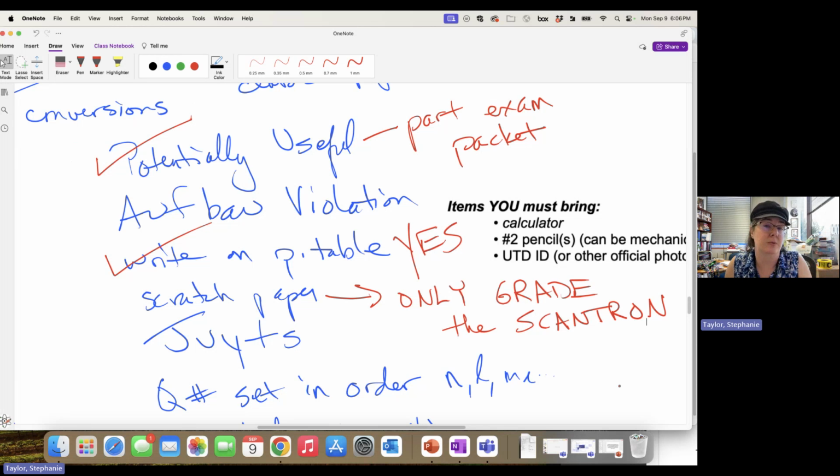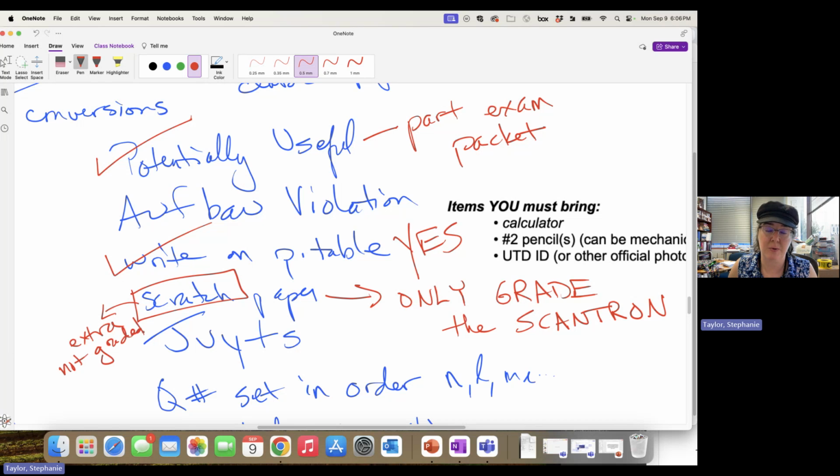So we have scratch paper. If you want it, that's fine. But by definition, scratch paper means extra, not graded. We have plenty. There will be two pieces on your exam booklet. So you can write on the exam booklet. You can even ask for extra after the exams are passed out.